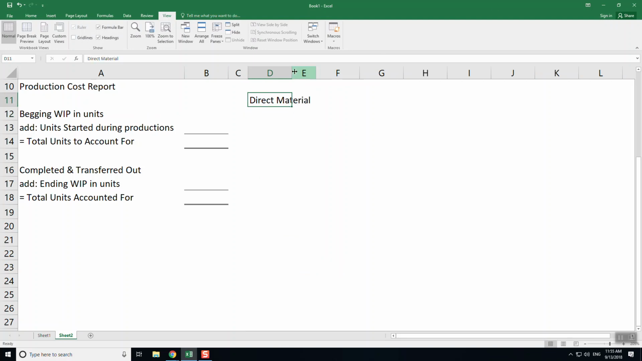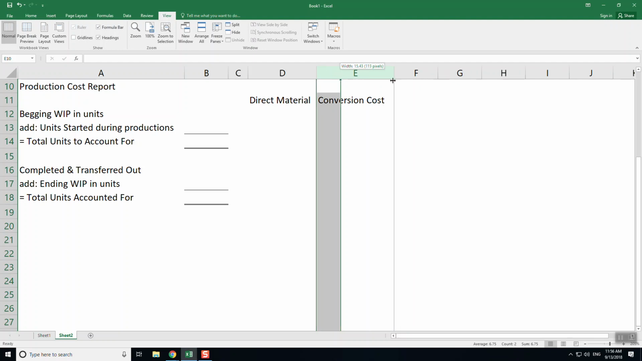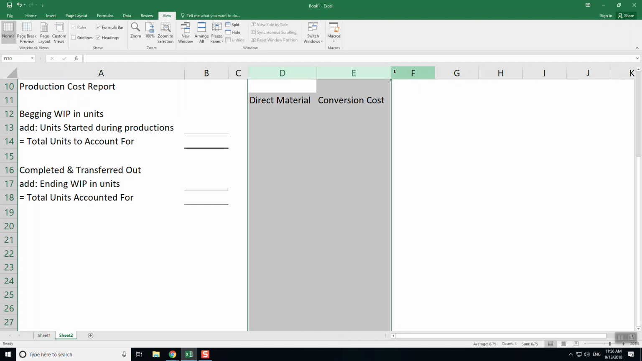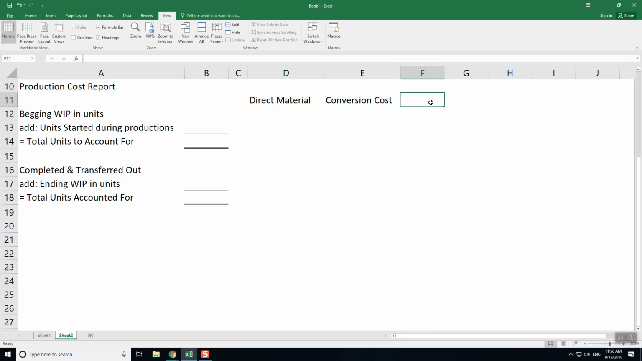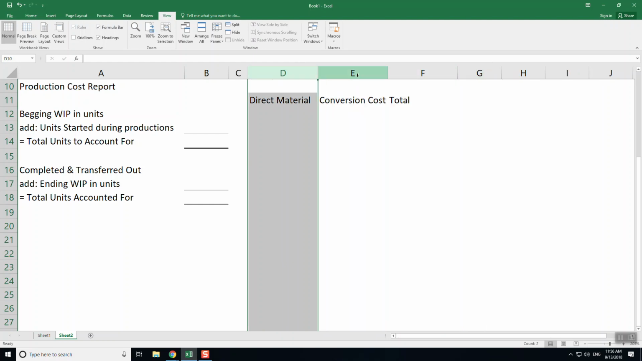and conversion costs. Does anyone remember what conversion costs are? Conversion cost is the combination of direct labor and manufacturing overhead. So some of the problems will give it to you broken down. They'll give you the direct labor and they'll give you the overhead, and expect you to come up with what conversion costs are. So you just want to be aware of that.